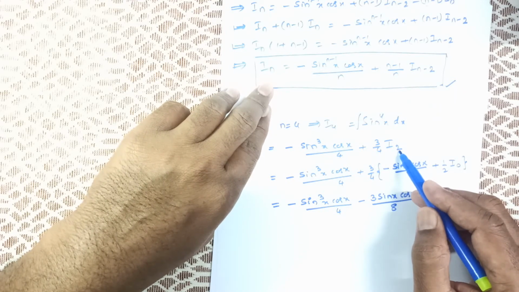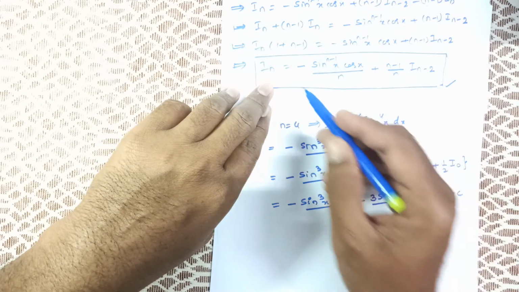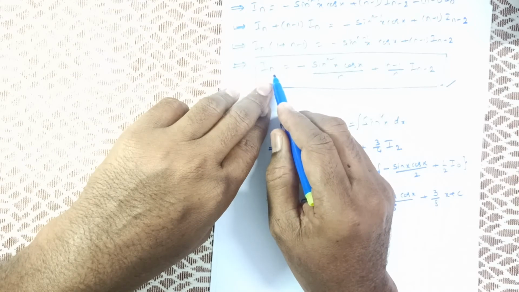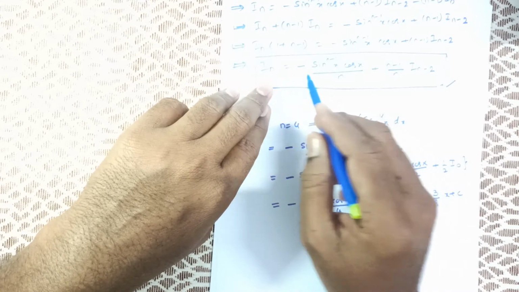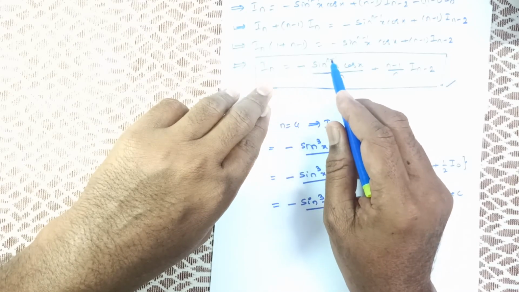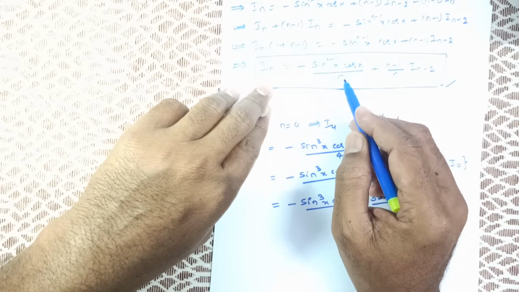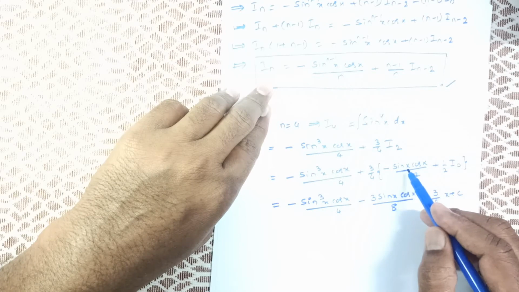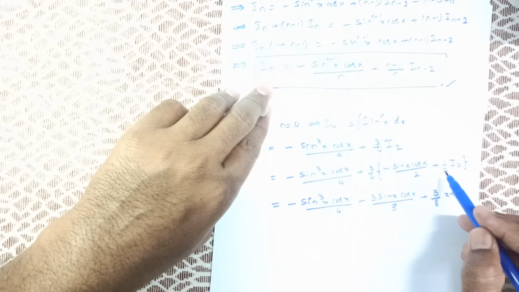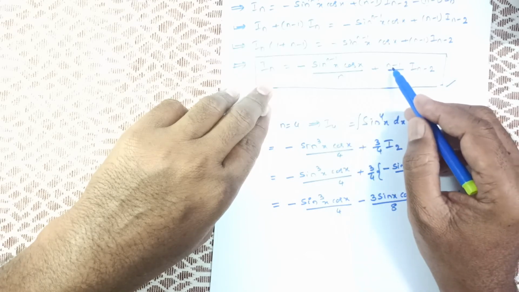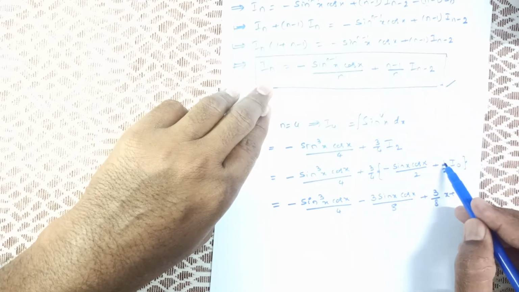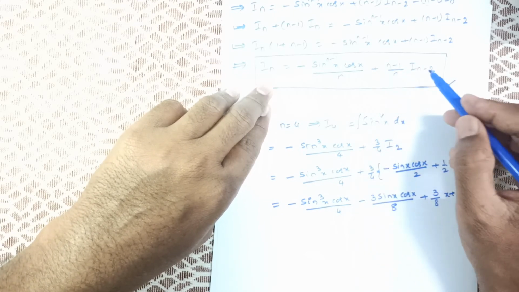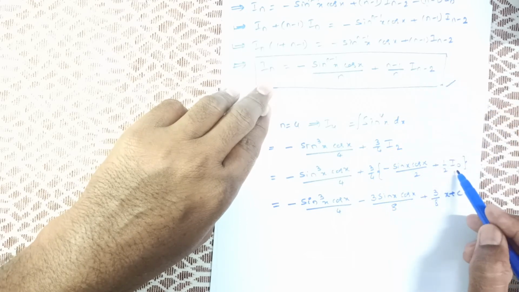So in the same way I2 value we have to find it. I2 means same here, substitute here. N is equal to 2, you substitute here. N is equal to 2 means minus of sine power 2 minus 1 of x into cos x by 2. So minus 2 minus 1 is the 1, means minus sine x cos x by 2, plus 2 minus 1 is 1 by 2, and I2 minus 2 is 0.